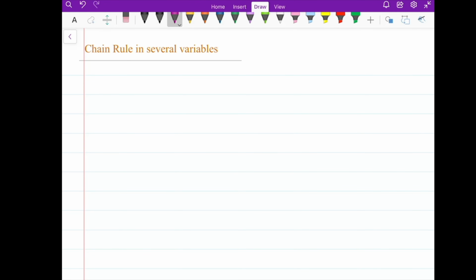First, let me give you a recall of the chain rule in one variable calculus. We say that if we want to differentiate a composite function, we use the chain rule. How? Let's look at the function y equals, for example, sine of x squared.